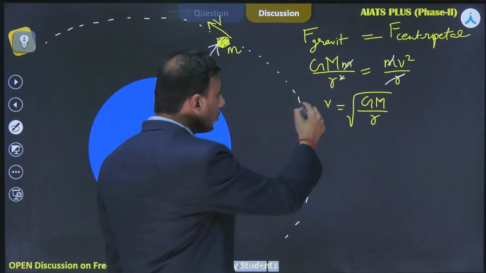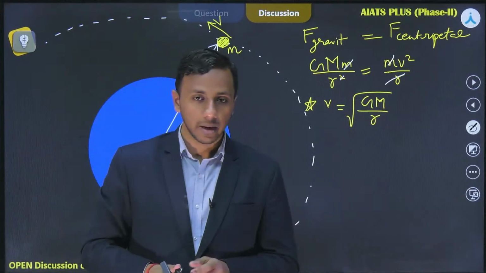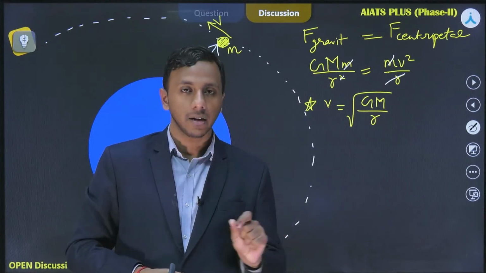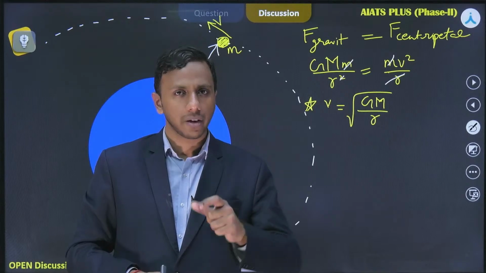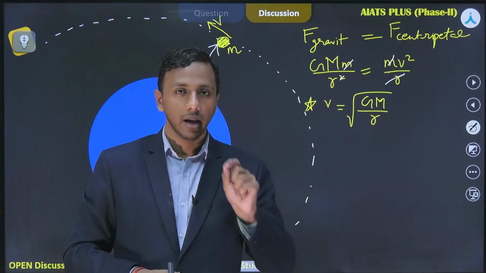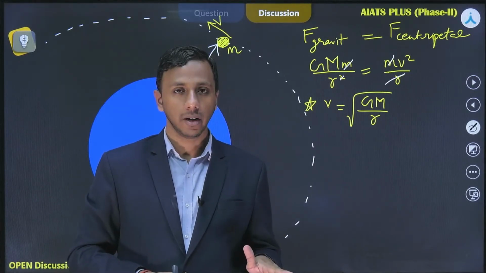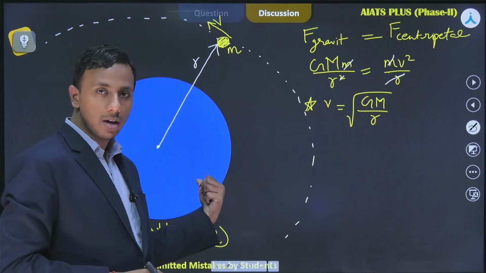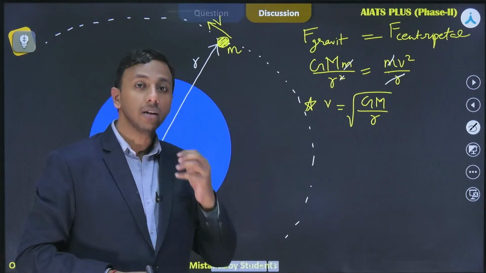Under root GM by r. And if you remember, one more topic I had discussed in gravitation: when a planet is revolving in an elliptical orbit around the Sun, the angular momentum of the planet remains conserved at each and every point. Similarly, if the satellite is revolving in a circular orbit around the Earth, angular momentum of the satellite will remain conserved. Why?